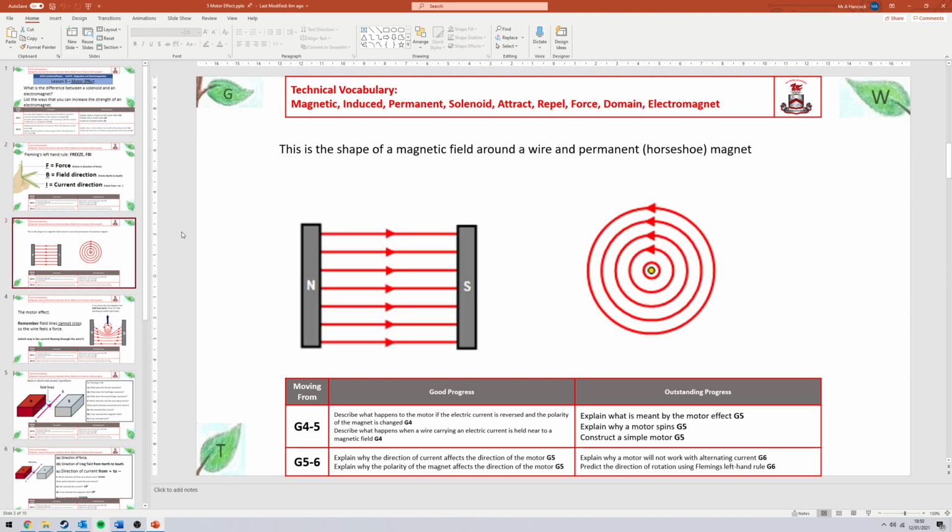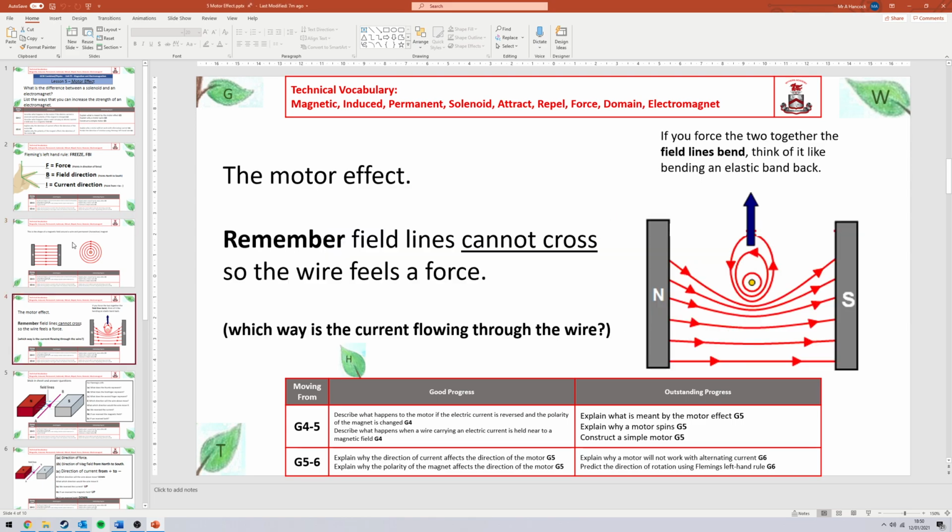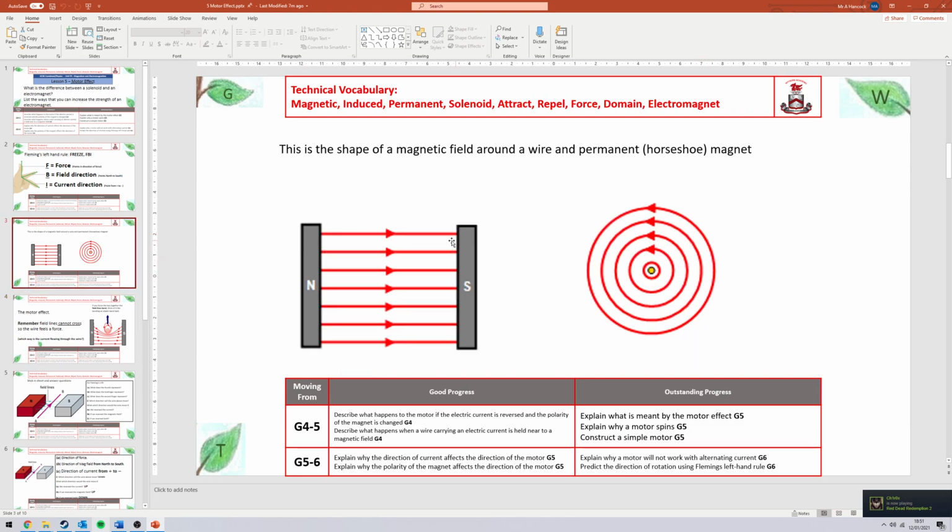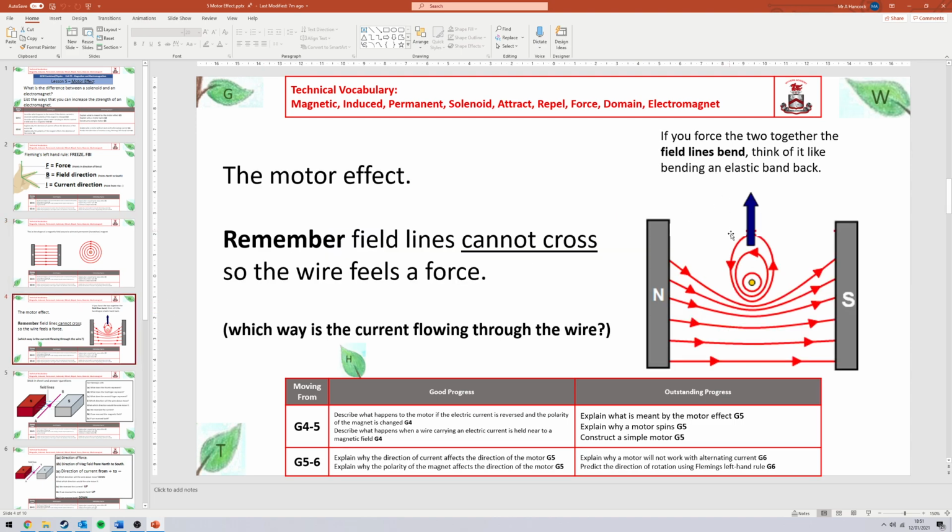Here you've got a magnetic field between a horseshoe magnet, and you've got a magnetic field around a wire. Now, if you have a look, this is what happens when you push them into each other. Okay, this is the motor effect. If I go back one, these were nice uniform straight lines, the same here. And as soon as you try and push them into each other, remember, field lines cannot cross. Because of this, you distort the magnetic field lines, and that creates a force. That is called the motor effect.